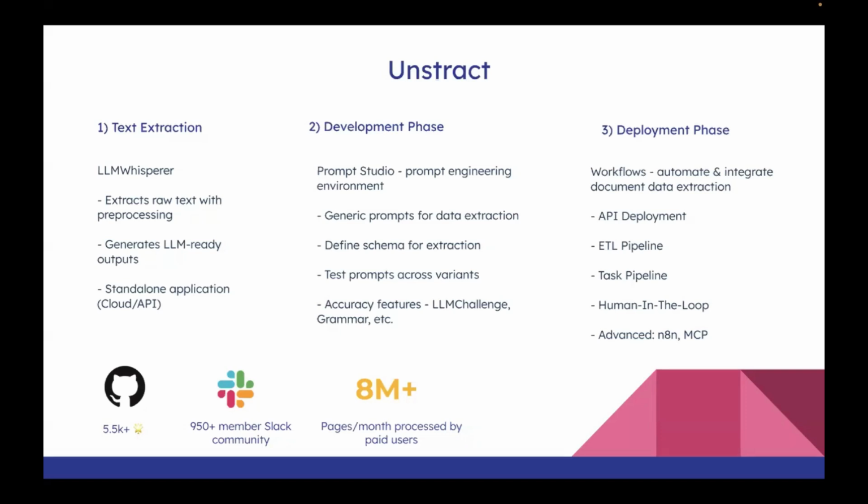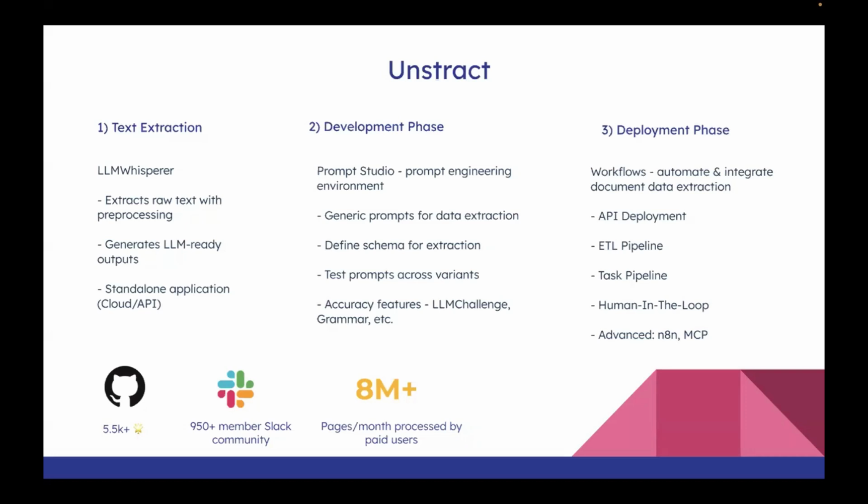And once you have your APIs ready, you can deploy it either as an API deployment, as an ETL pipeline, task pipeline, human in the loop deployment. And for certain advanced deployment requirements, we also support N8N for agentic workflow automation tools. And we also support an Unstract MCP server as well as an LLM Whisperer MCP server.